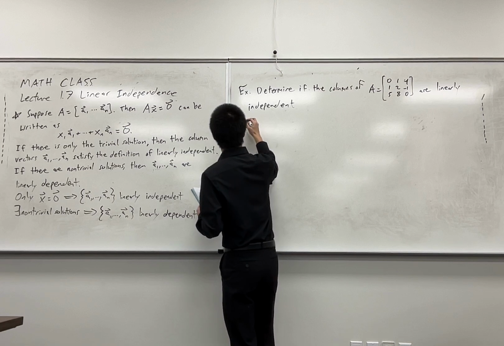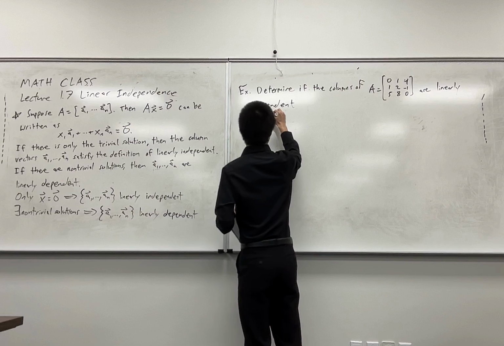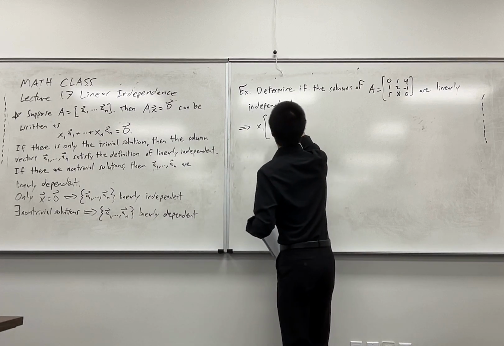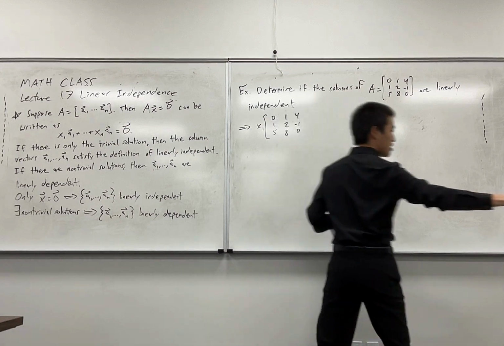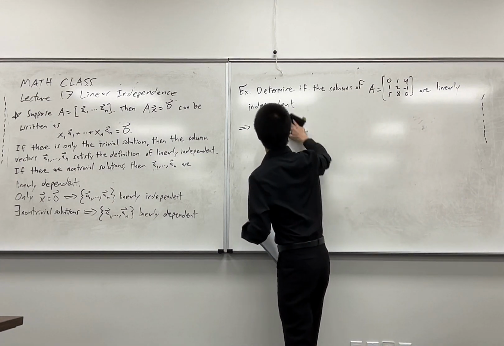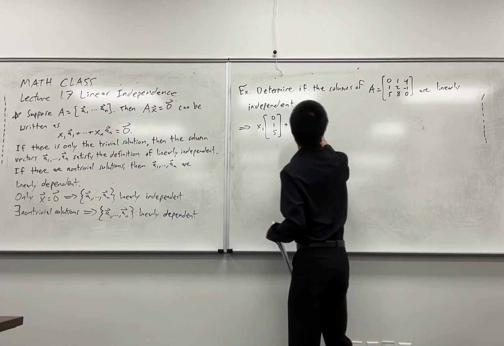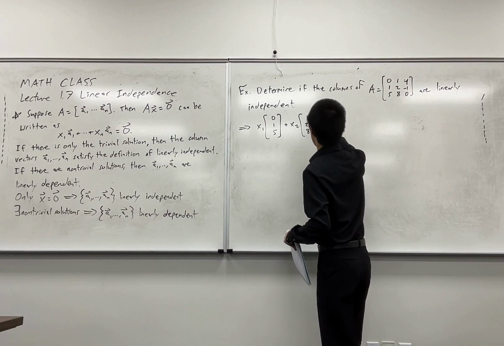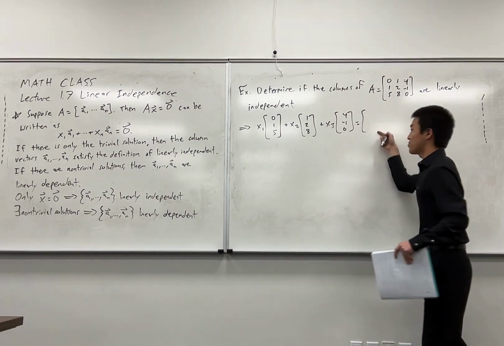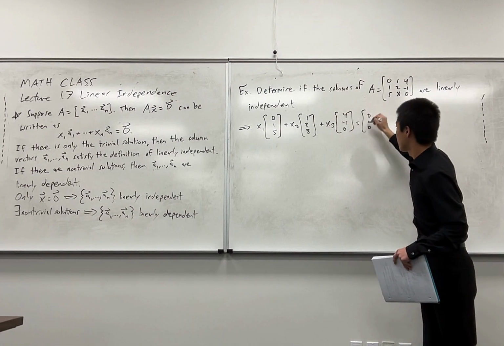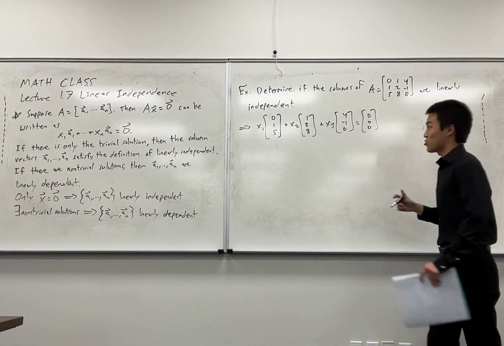So this is equivalently asking me the question, if I have this matrix equation, x1 times 0, 1, 5, plus x2 times 1, 2, 8, plus x3 times 4, minus 1, 0, equal to, how many entries will my 0 vector have? 3. Okay, so we're going to see, can I get other solutions here?